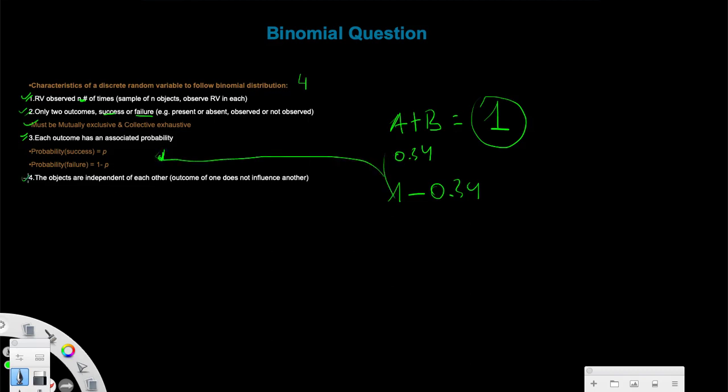And the fourth one is that the trials are independent of each other, which means that the outcome of one does not influence the outcome of the other. So now we are going to look at a question and see how we could be checking for those four conditions in order to answer a binomial question.